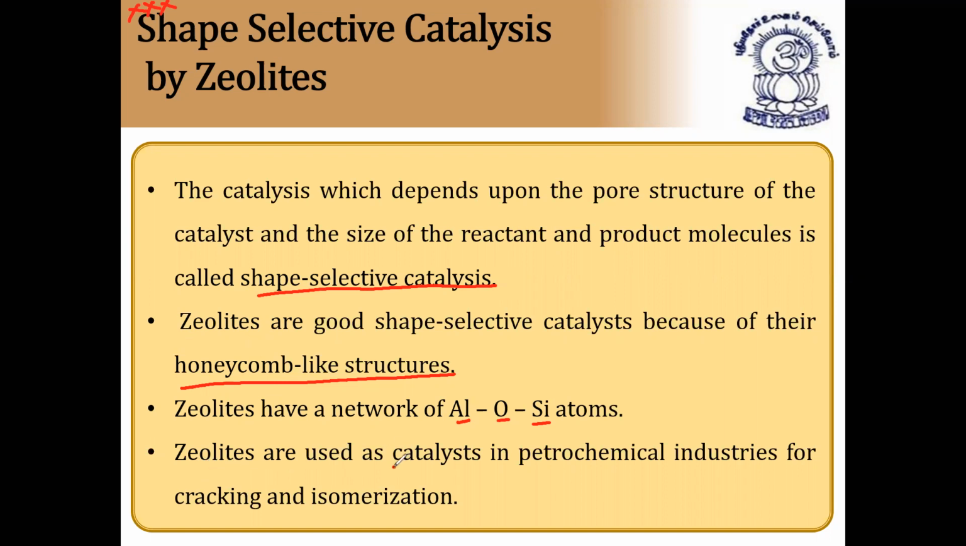Zeolites are used as catalysts in petrochemical industries for cracking and isomerization. Isomerization means forming an isomer. Cracking means pyrolysis. I'll write the spelling properly. So what is pyrolysis? Pyrolysis is breaking up of a giant organic molecule into smaller ones. This is called cracking or pyrolysis. So this is used in petroleum industries.